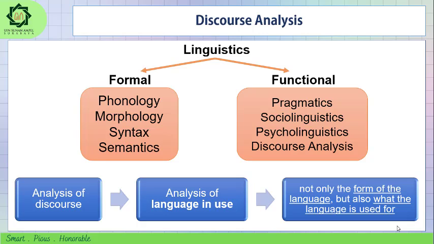For the functional linguistics, we learn the functions of language or how we use language in our life. There we learn pragmatics, sociolinguistics, psycholinguistics, and discourse analysis. And these four are just examples because there are still a lot of studies that are related to the functional linguistics. For example, forensic linguistics or translation, etc.